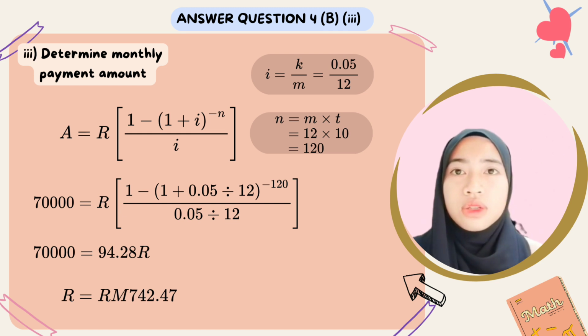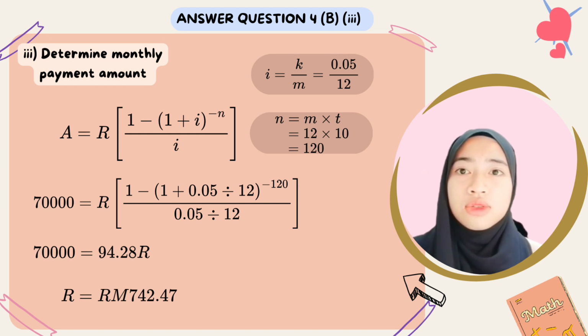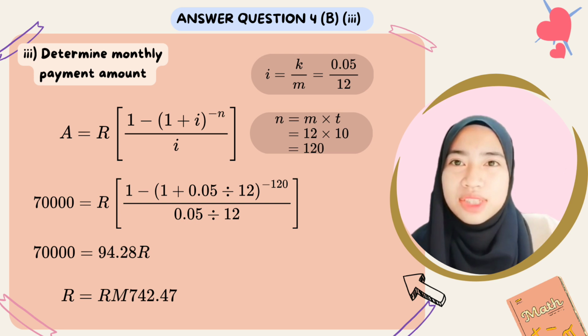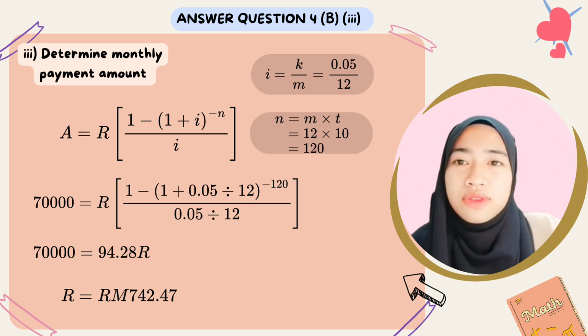So we need to do the bracket first. After the calculation, we get 70,000 equals 94.28 R. So the value of R, the monthly payment, is equal to 742 ringgit and 47 cents.